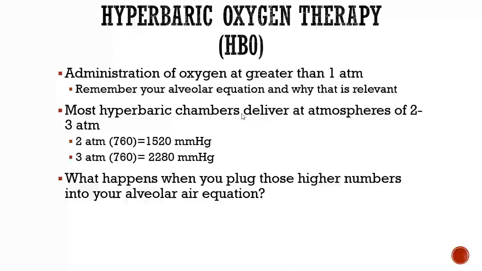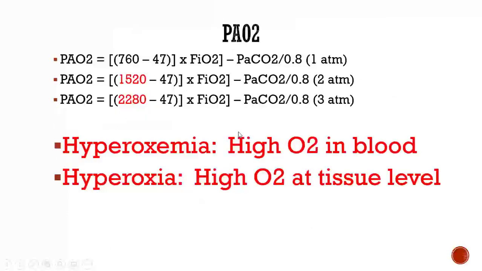We touched on this a little bit in cardiopulm as well. So administration of oxygen at greater than 1 atmosphere is what you use it for. Most hyperbaric chambers deliver at atmospheres of 2 to 3. This is just kind of showing you guys back to your alveolar air equation, what that looks like if you start to double or triple the atmospheres of oxygen pressure. And I can kind of show you, this is what the math looks like here.